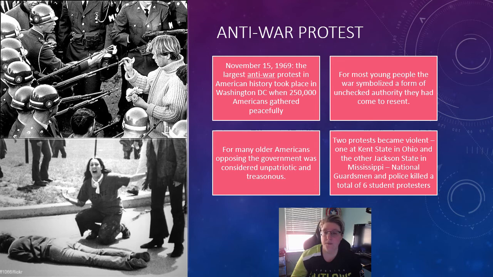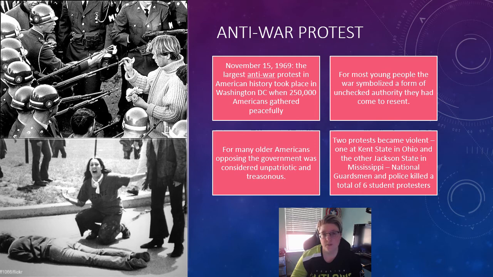So on November 15th of 1969, the largest anti-war protest in American history took place in Washington, D.C. It was like 250,000 Americans actually gathered peacefully, calling for the withdrawal of American troops in Vietnam. Now, keep in mind that this is the largest anti-war march, okay, not the largest march in general.